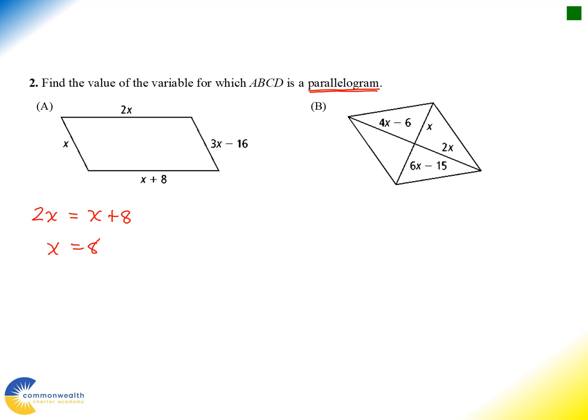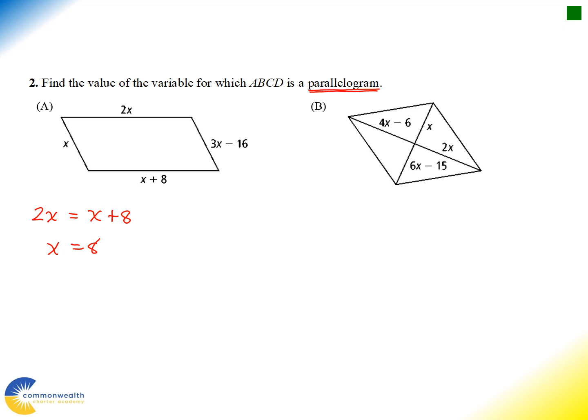Not the entire diagonal, parts of the diagonal. So basically, the 4x minus 6 is going from one corner to the center. The one that's marked x is going from another corner to the center. The one marked as 2x is going from yet another corner to the center. And then, of course, same thing with the 6x minus 15.